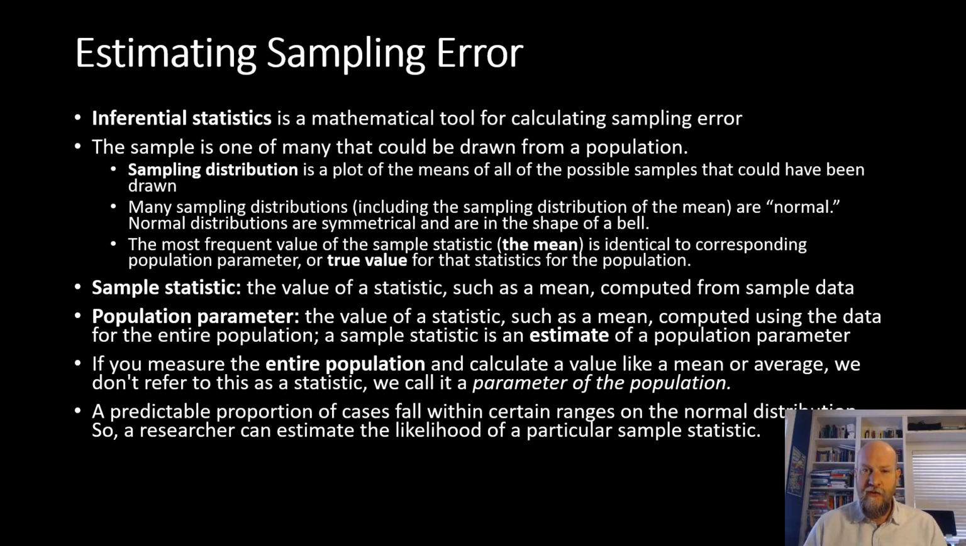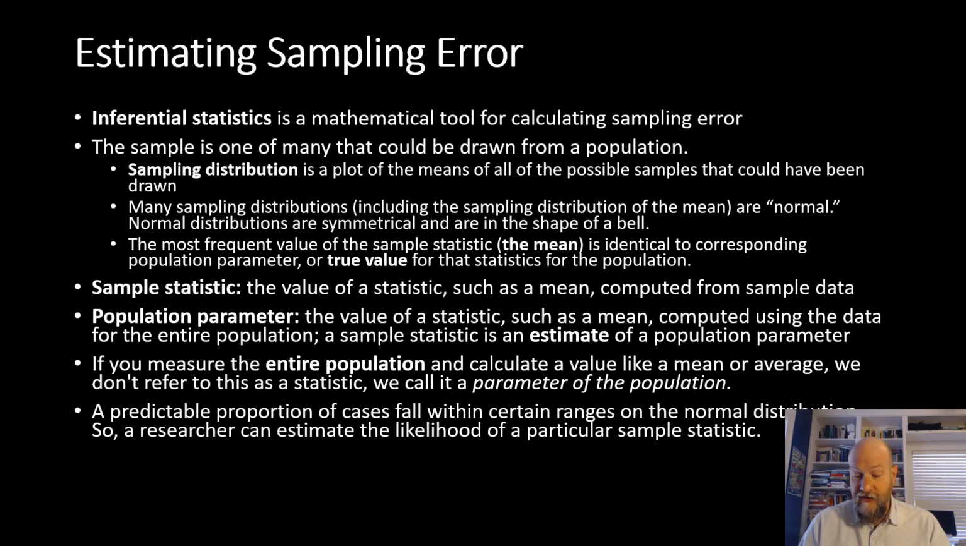So many of these distributions are quote unquote normal distributions, right? They are represented by the bell curve, as we've already discussed. This normal distribution is symmetrical and it's in the shape of a bell. The most frequent value of the sample statistic, whatever it is we're interested in, the mean, is identical to what's called the corresponding population parameter, the actual mean within the population. And we can look and say, okay, our sample has this mean, and we know the mean within the larger population, what's called the population parameter. The real mean of the whole population is this. It's the true value. Let's compare those two and see if our sample falls along the mean or not.